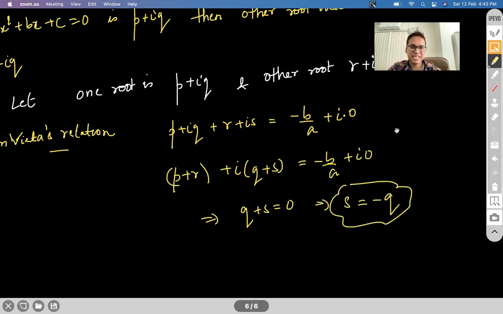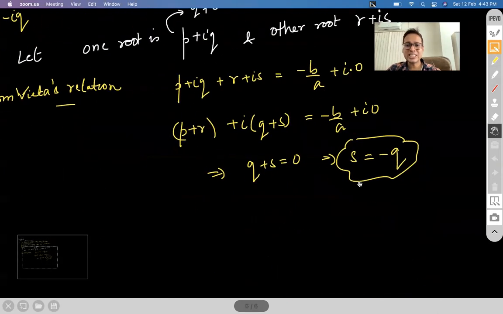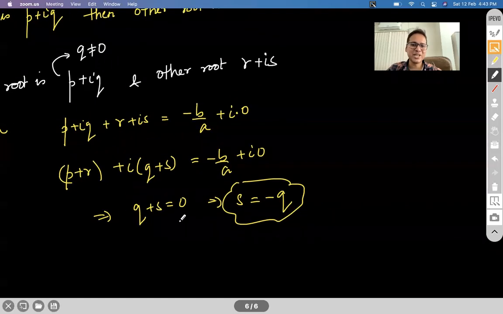Now, when I'm assuming that the root is P plus IQ, I'm assuming it under the fact that Q is not zero. That means I'm saying one of the roots actually has a non-real or imaginary part with it. So your S is actually minus Q in this case, right? Which makes our other root actually now.